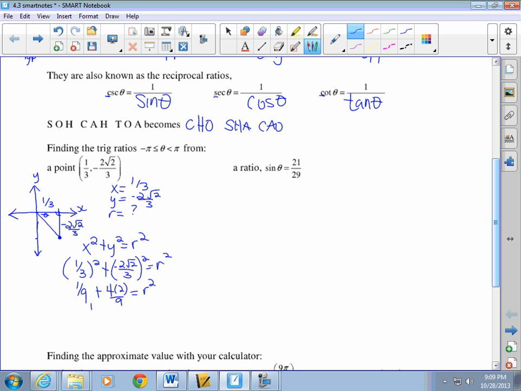So I have 1/9 plus 8/9 is equal to r squared. So that becomes 9 over 9, which is just 1, and 1 squared equals 1. And because this is a hypotenuse, there's never a positive negative, it's always positive. So that means for this particular one, now that I have my x, y, and r, I can find my trig ratios in between negative pi and pi.